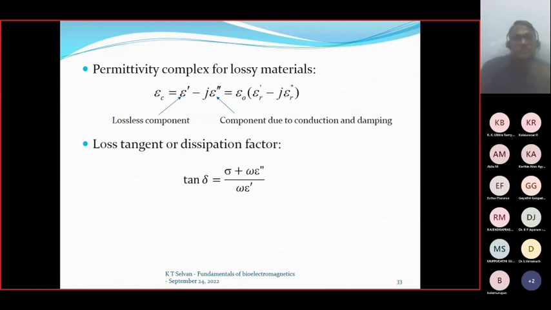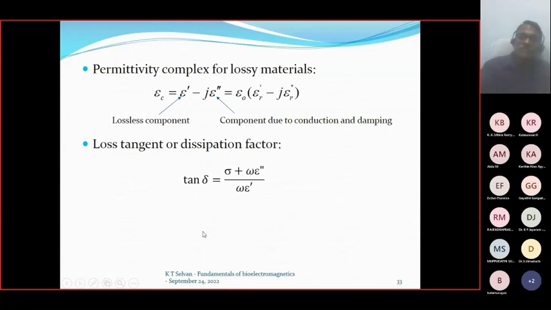So we define a loss tangent or dissipation factor for a lossy dielectric as this: sigma plus omega epsilon double dash, over omega epsilon dash. What is sigma? Conductivity, so conduction loss, and omega epsilon double dash, this is because of the damping, right? If you are able to relate with this discussion. Whereas the denominator omega epsilon dash represents the storing ability. So the numerator represents the loss, the denominator represents the storage ability, and that collectively represents the loss tangent or dissipation factor of a dielectric.